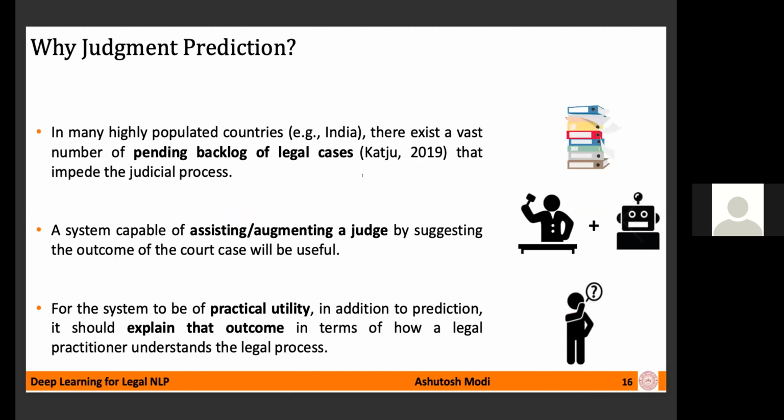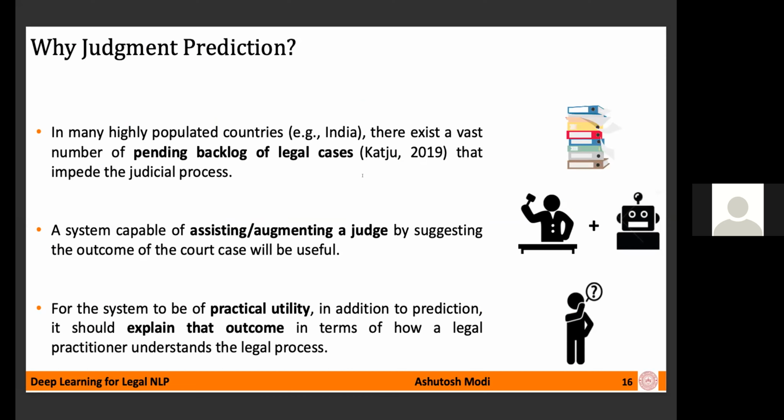So let's try to understand why we need judgment prediction, right? Essentially, why we need artificial intelligence to assist in this task. In highly populated countries, especially India, there exists a vast backlog of pending legal cases that impede the judicial process. According to recent statistics, there are around 40 million pending cases in various courts in the country. So now you can imagine the scale of this backlog.